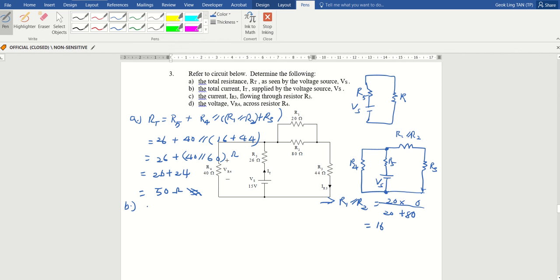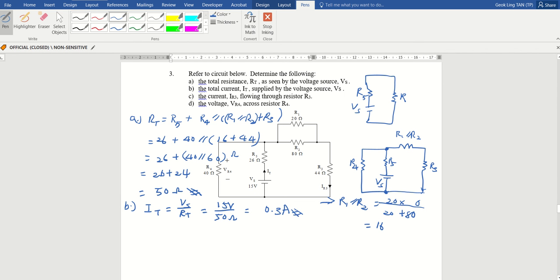So part B, to find IT, you use Ohm's law. So it will be Vs over RT, since you already computed the resistance, right? The total resistance. So supply voltage divided by total resistance will give you the total current. So it will be 15 volt divided by 50 ohm. So that gives you 0.3 amp.